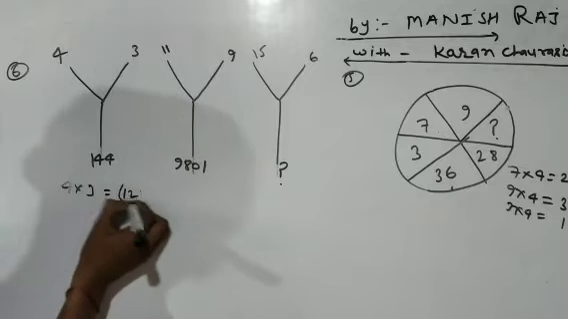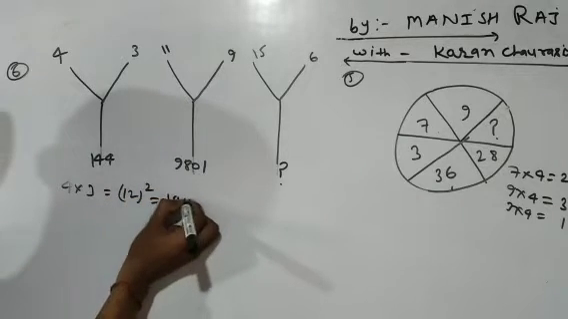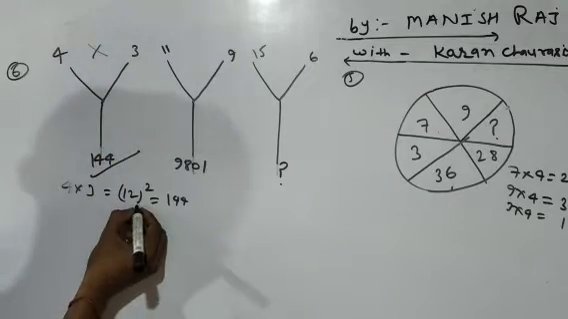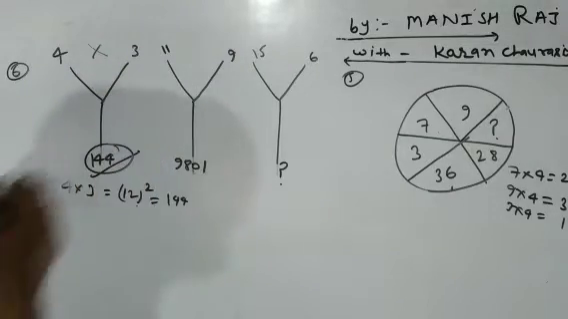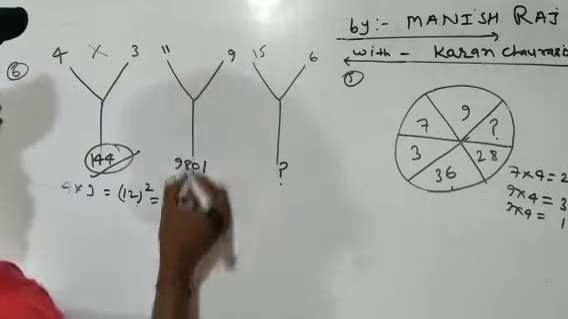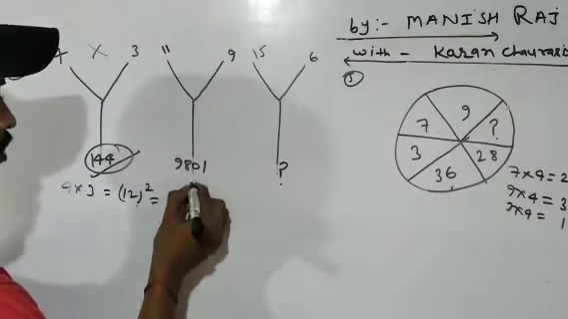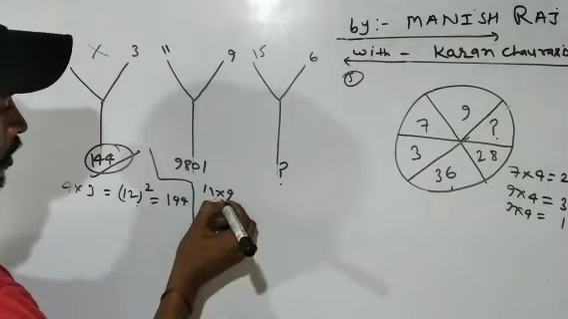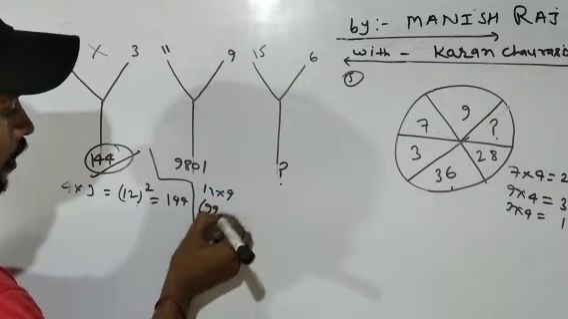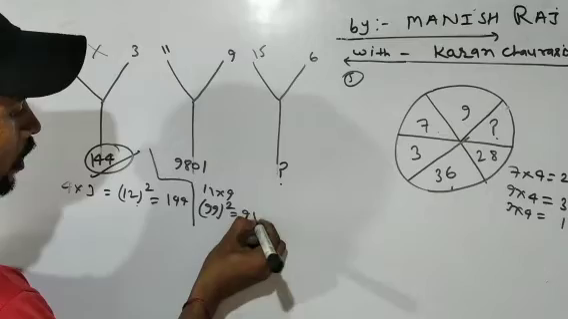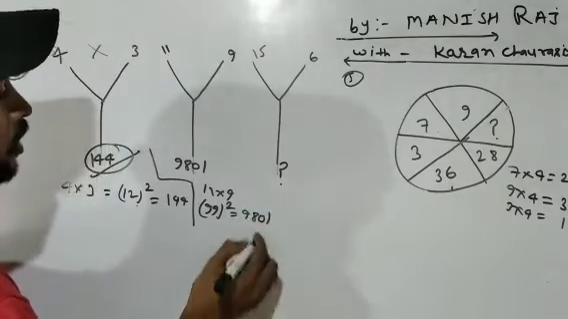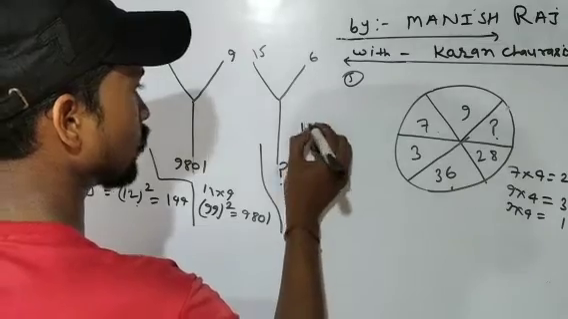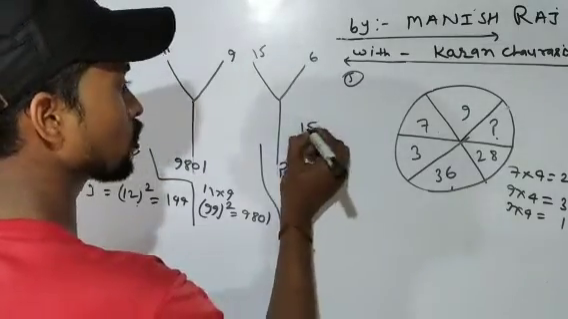First we have 4 multiplied by 3 equal to 12, and 12 squared gives 144. Then we can reapply the same process for the second column: 11 multiplied by 9 is 99, and 99 squared equals 9801.